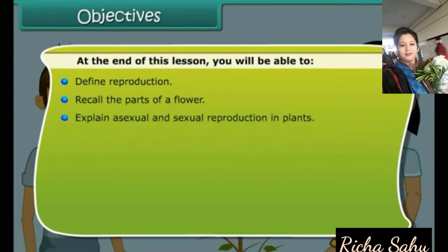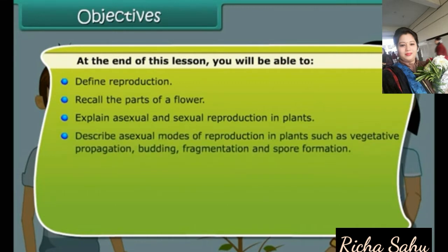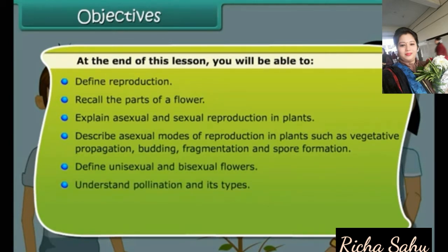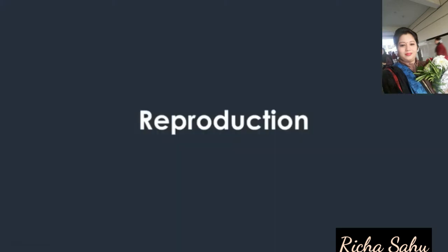asexual and sexual reproduction in plants, describe asexual modes of reproduction in plants such as vegetative propagation, budding, fragmentation and spore formation, define unisexual and bisexual flowers, understand pollination and its type, explain formation of a zygote.